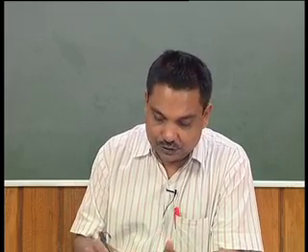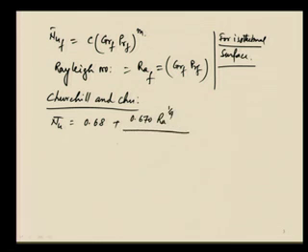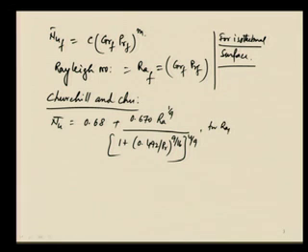Okay. Now, Churchill and Chu has given a relationship which says that Nusselt average equals 0.68 plus 0.670 Rayleigh number to the power 1 by 4, divided by 1 plus (0.492 divided by Prandtl) whole to the power 9 by 16, and then whole to the power 4 by 9. And this is for Rayleigh number less than 10 to the power 9, so again the ranges are important.